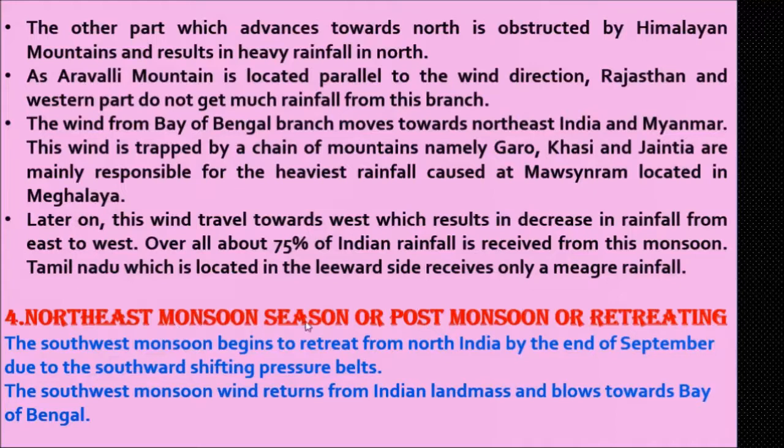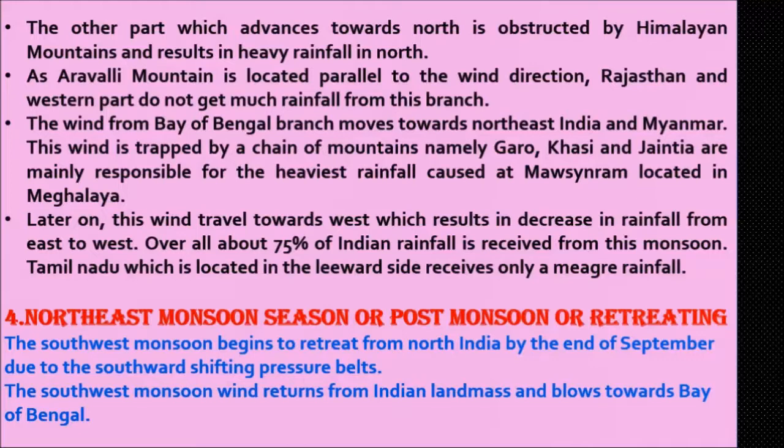The northeast monsoon season is also called the post monsoon season. It is also called the retreating season. There are three names for this season. The southwest monsoon begins to retreat from North India by the end of September due to southward shifting pressure belts.